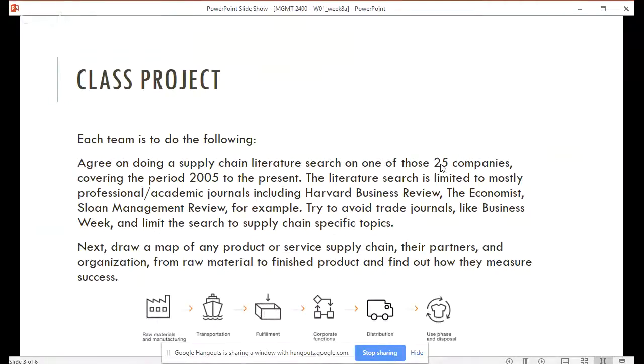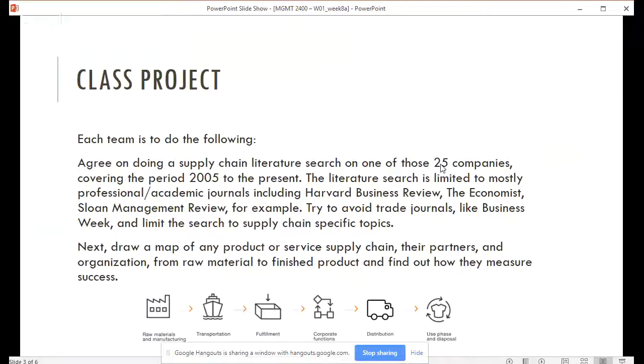So the class project is about analyzing the supply chain of a global, or it can be national, large company, and you will be asked to analyze company data in terms of supply chain, covering the period from year 2005 to the present. So the important part of the project will be a literature review.